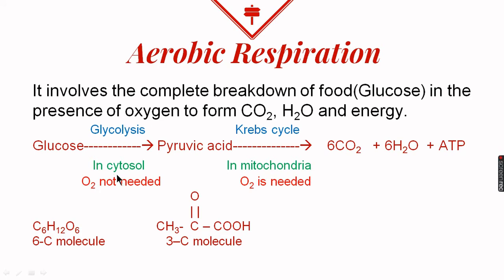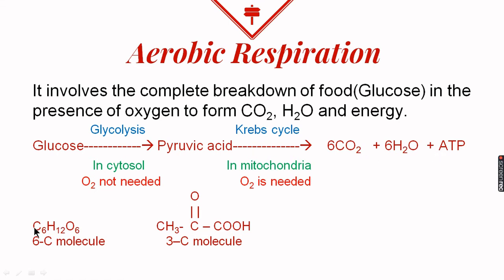Glycolysis occurs in cytosol and no oxygen is required in this step, while the second step occurs in mitochondria and we need oxygen for this step. Now in the first step, that is glycolysis, glucose gets converted into pyruvic acid, and in the second step, that is Krebs cycle, this pyruvic acid is further converted into carbon dioxide, water and energy.